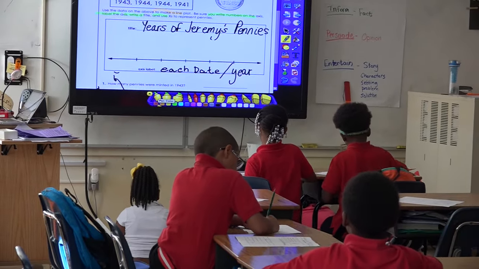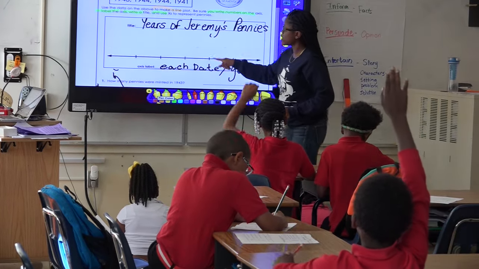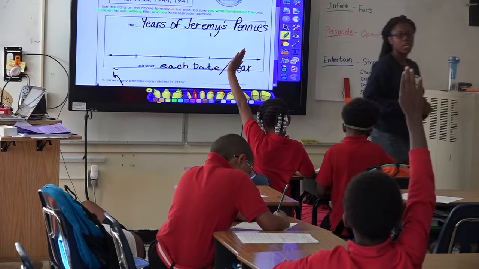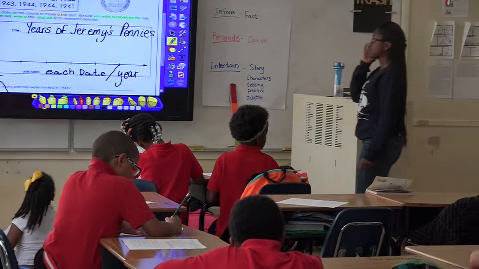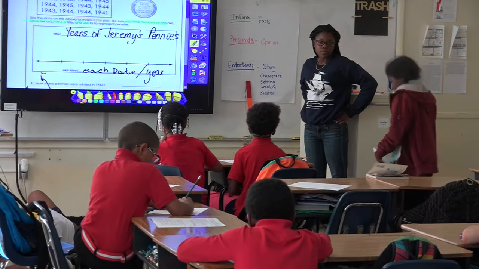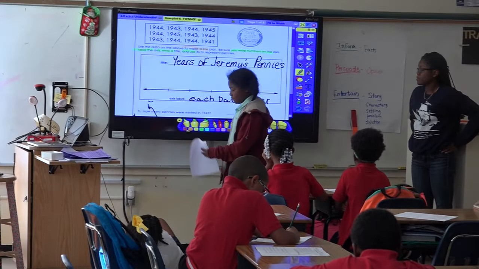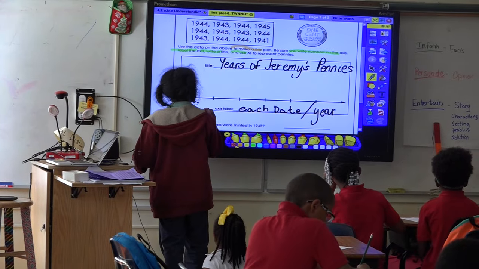I need a volunteer who can go up and label our lines for us, please, so that we can actually plot our information. Josiah, you can take your paper if you need. I love that I see Liam adding to his paper for some things that he's missing.